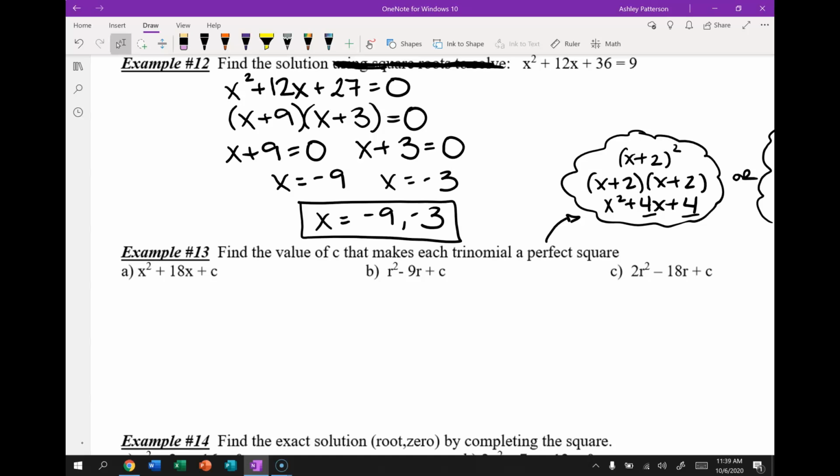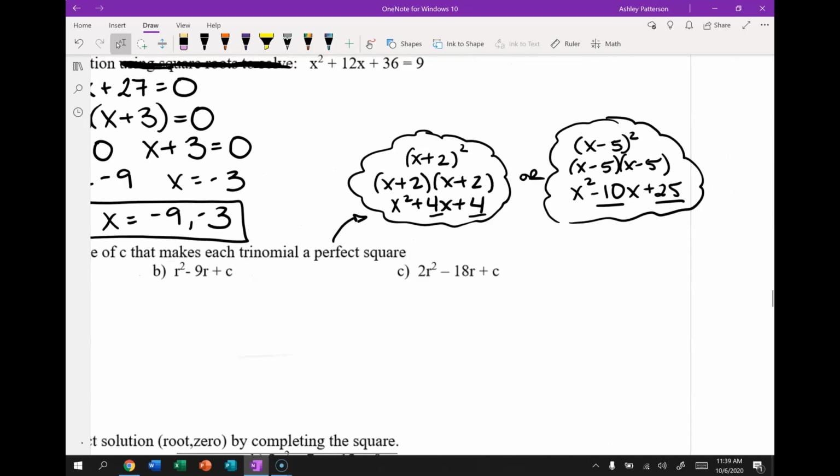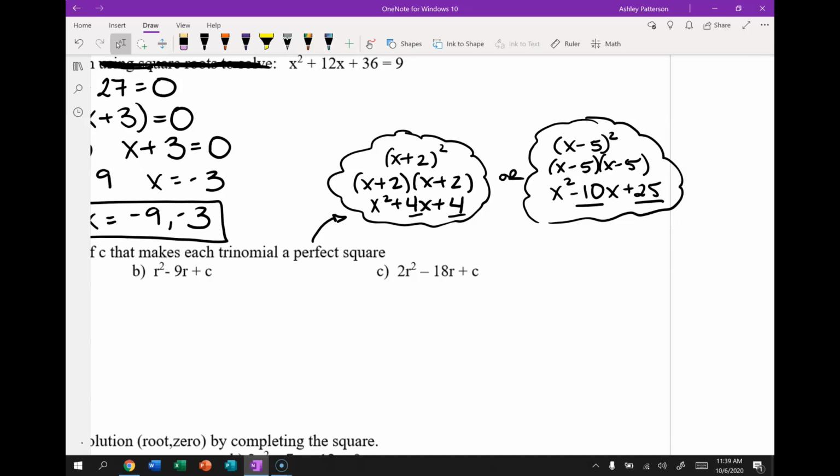Well, we know that the two numbers have to add up to that middle term, and they multiply to c. So looking at the two examples I gave you, how does 4 relate to 2? And how does 10, negative 10, relate to negative 5? Think for a second, and we should maybe come up with, it is half. The negative 5 is half of negative 10. The 2 is half of 4.